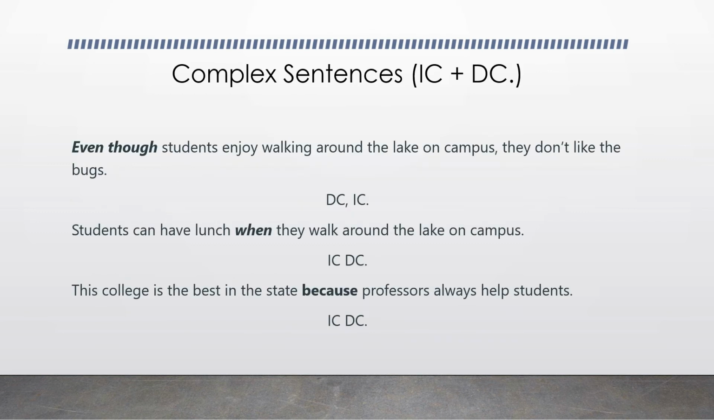Complex sentences need one independent clause, and it can have more than one dependent clause. Even though students enjoy walking around the lake on campus, they don't like the bugs. When you begin a sentence with a DC, you put a comma before the IC.